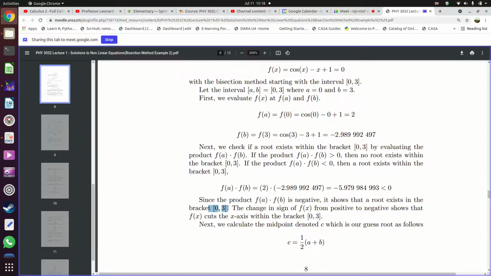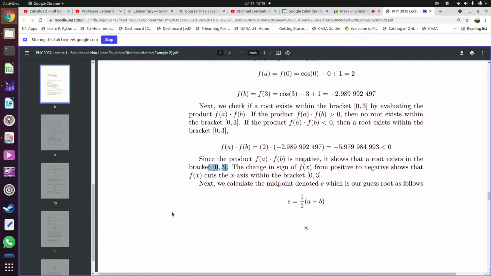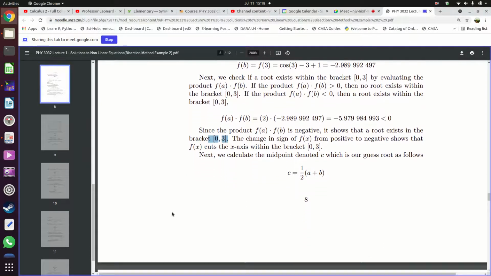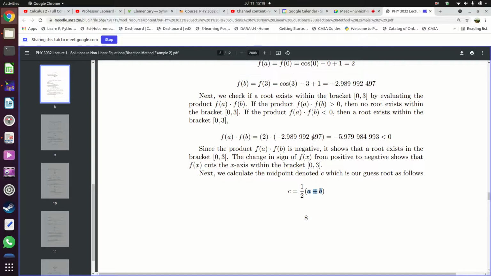Okay. So now that we are convinced that there is a solution in this bracket, the next step we have to do is find the guess value. The guess value we use is what's referred to as a midpoint, and that midpoint is denoted as C. So for us to get our midpoint, C is going to be equal to half A plus B. So in our case, A is 0, B is 3.